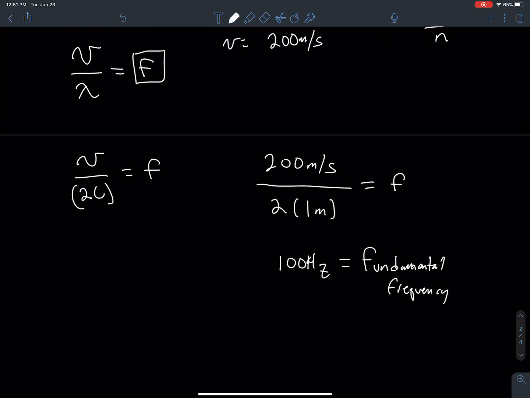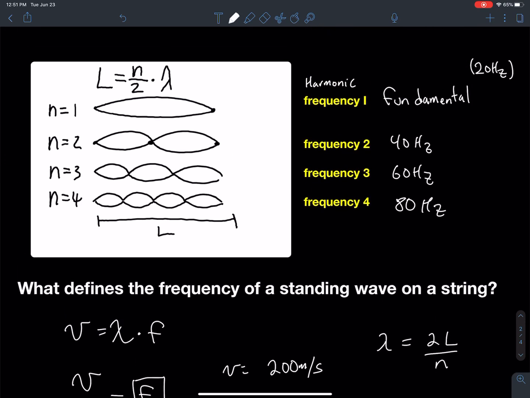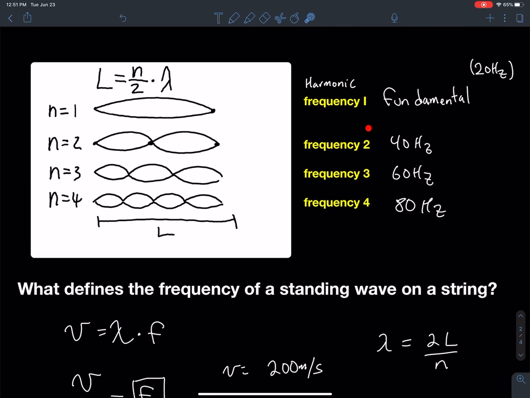Okay, and then if I wanted to look at what would be the frequency generated at the second harmonic or the third harmonic or the fourth harmonic? Well, a simple thing you can do is just take your fundamental frequency that you calculated and multiply it by 2 or multiply it by 3 or multiply it by 4. But if I wanted to do the long calculation, I just have to change n in this formula.